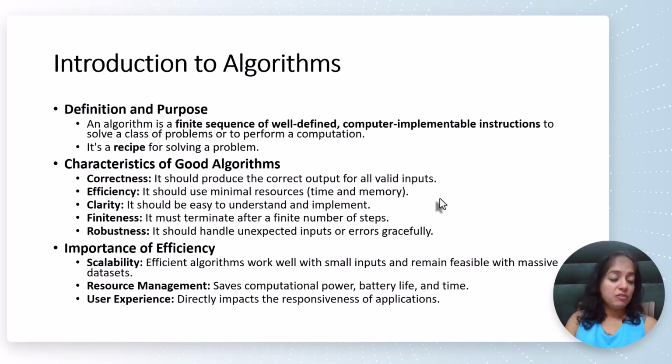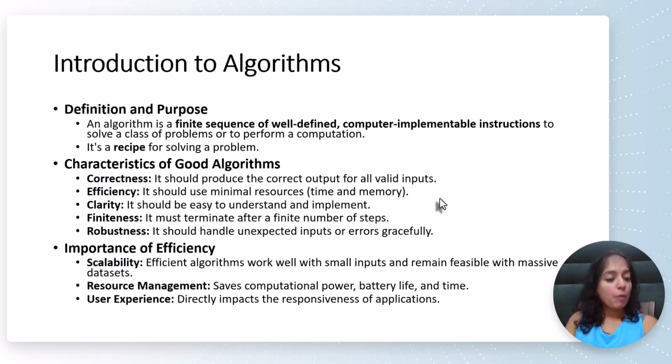Finiteness, one of the very important properties, means it must terminate after a finite number of steps. It should not be an infinite algorithm. And robustness: your algorithm should be able to handle unexpected inputs or errors. It should not show you an error, it should handle the errors, right?